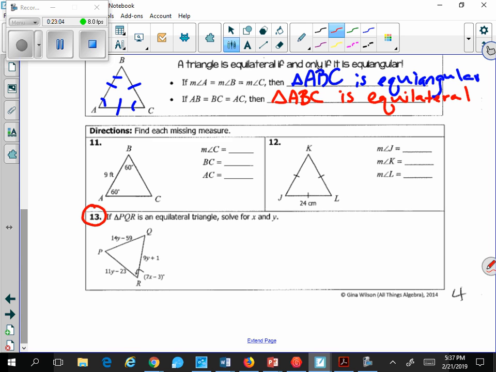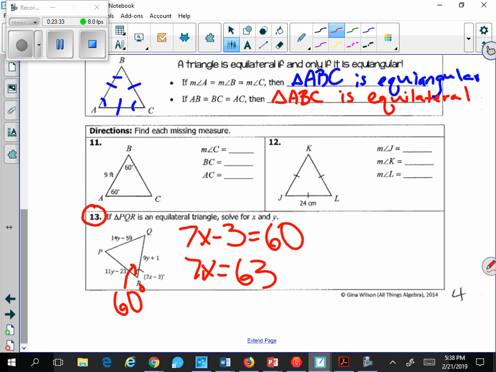Now, the X one isn't too bad, because we just said that we know that all of the angles in an equilateral triangle are equal. And if they're all equal, then they all have to equal 60. So I know, they're telling me this is 7x minus 3. I also know it's 60. Those represent the exact same angle. So I'm going to say 7x minus 3 equals 60. And that'll give me my x. I can solve that, and I can say 7x equals 63. And x equals 9.